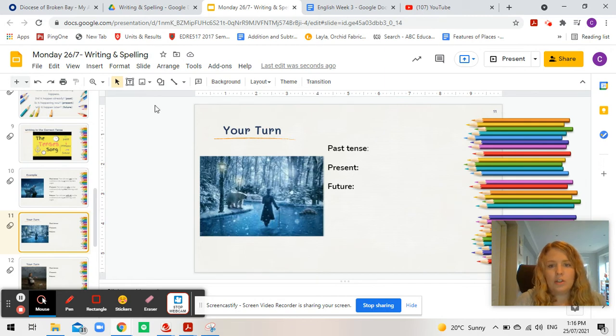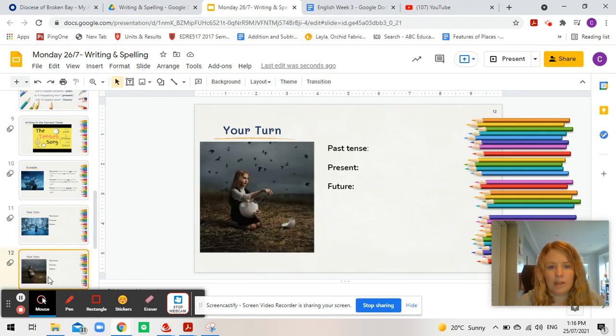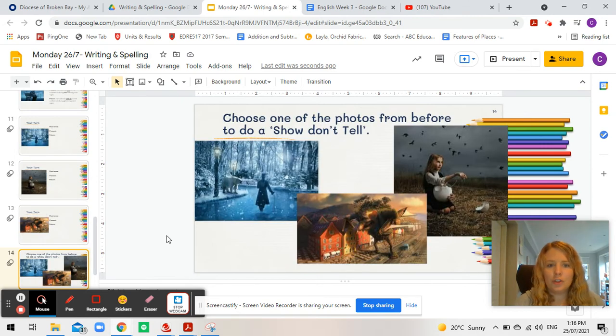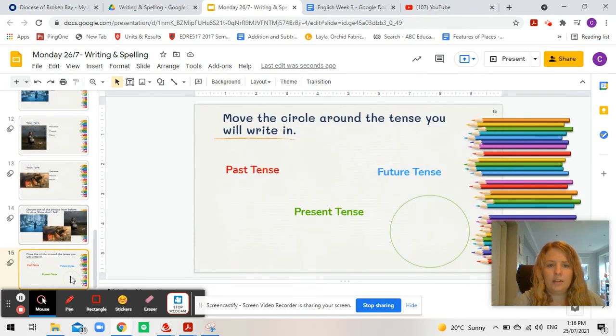What you'll then do is you're going to write that same sentence in past, present and future tense. And then you'll do the same for the following pictures of the girl and the birds and the giant in the street. After you've done that, the last thing you need to do is choose one of the pictures that you've already written about previously. So say if I wanted to do the giant, then you're going to then look at which tense am I going to write in, because you're about to write in a paragraph.